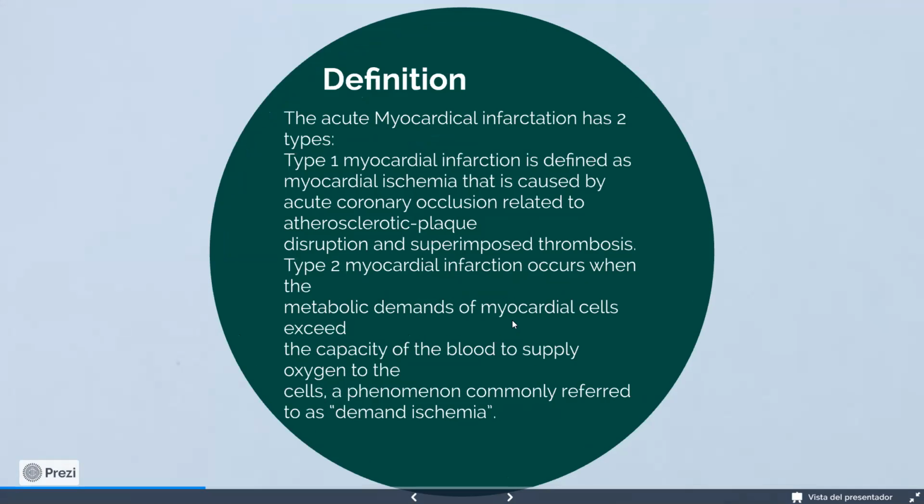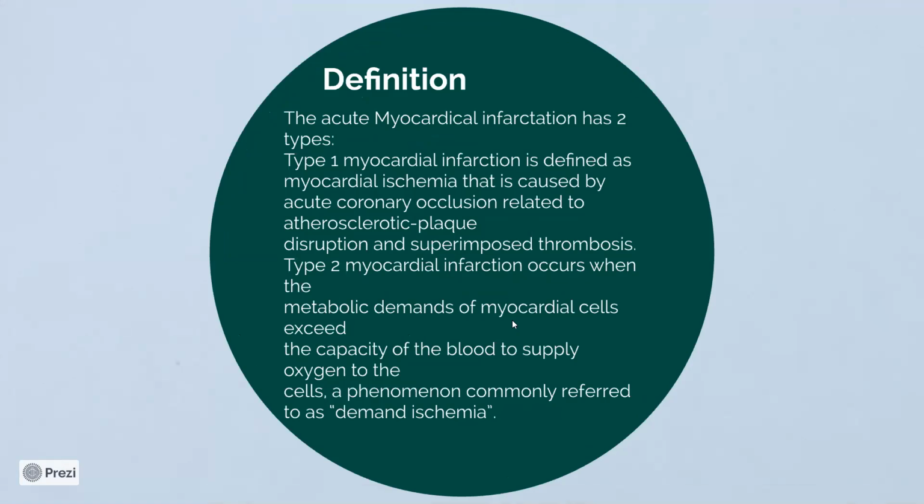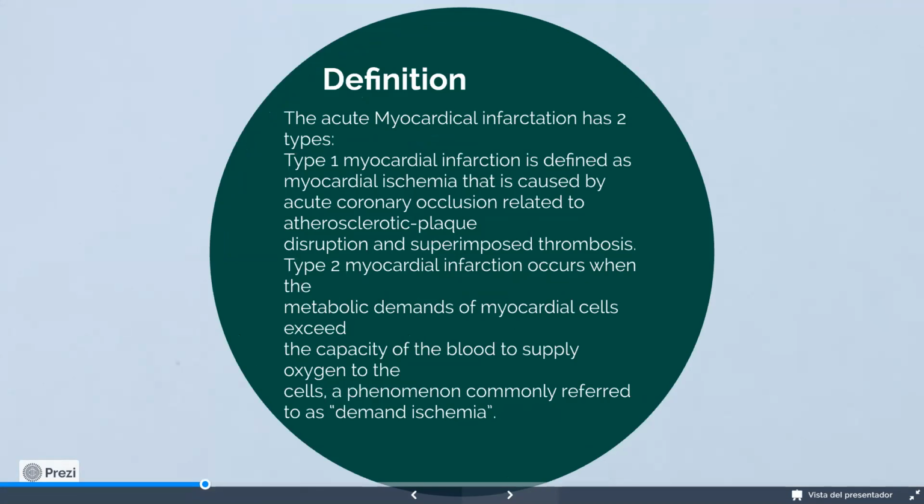So we will talk about the definition. Acute myocardial infarction has two types. Type 1 myocardial infarction is defined as myocardial ischemia caused by acute coronary occlusion related to atherosclerotic plaque disruption and superimposed thrombosis. Type 2 myocardial infarction occurs when the metabolic demands of myocardial cells exceed the capacity of the blood to supply oxygen to the cells, a phenomenon commonly referred to as demand ischemia.